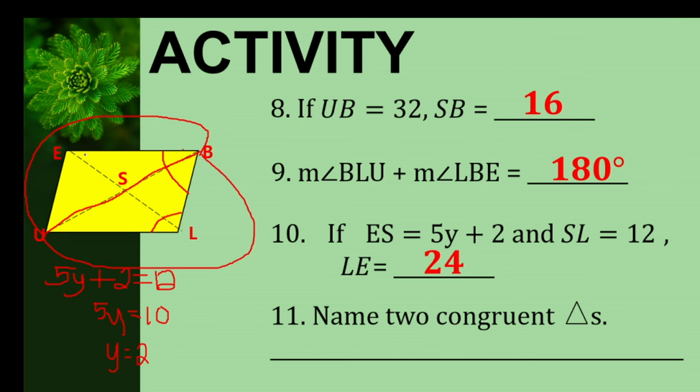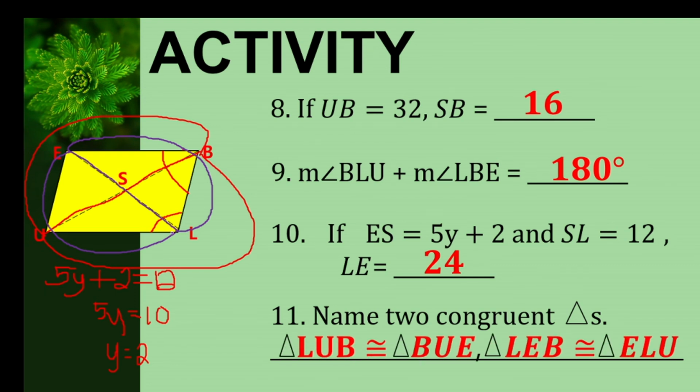If we are going to take into consideration line segment LE as our diagonal, therefore, we have these two triangles: triangle LBE, which is congruent to triangle LUE. So we have triangle LUB is congruent to triangle BUE, and triangle LEB is congruent to triangle ELU.